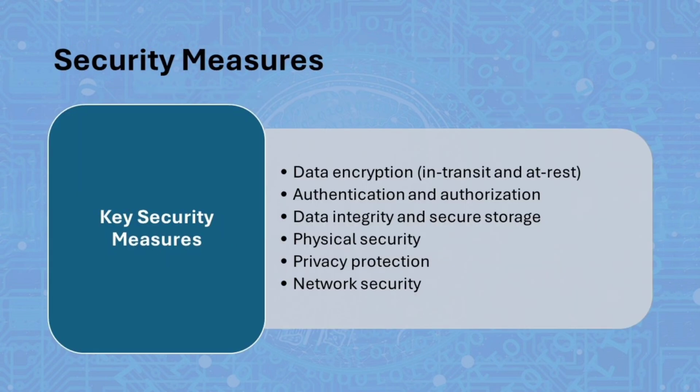Security measures. Ensuring the security of a biometric attendance system is paramount. Key security measures include data encryption. Both in transit and at rest, data should be encrypted using a strong encryption standard like AES-256. Next is authentication and authorization. Implementing multi-factor authentication or role-based access control ensures only authorized users can access the system. Next is data integrity. Use digital signatures and hash functions to verify data integrity.